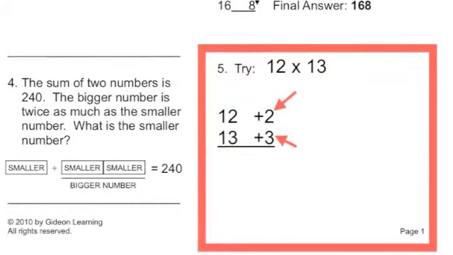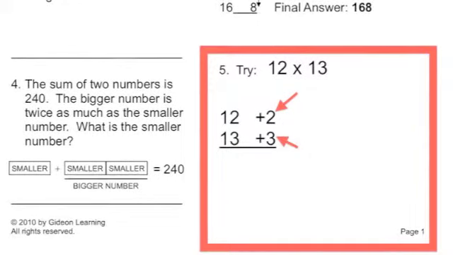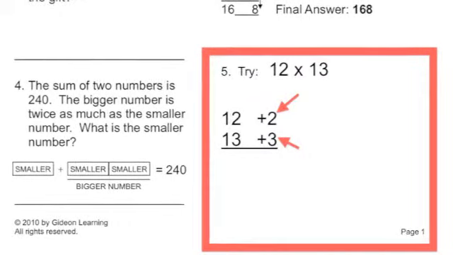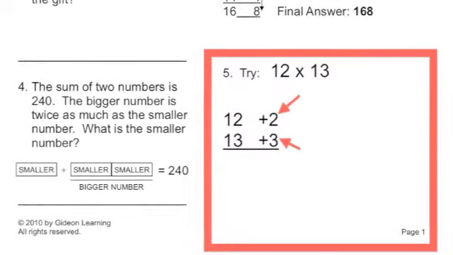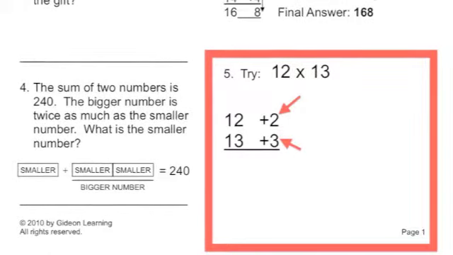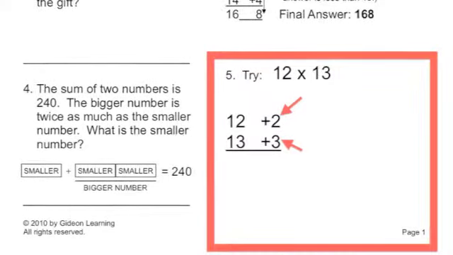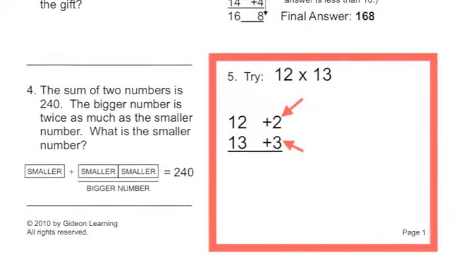So the first thing you have to do is set it up carefully. You put the 12 above the 13, and then 12 is 2 away from 10, so you put a positive 2 over to the right because it's 2 higher than 10. And then 13 is 3 away from 10, so you put a 3 to the right of the 13 underneath the 2, and it's a positive 3 because it's 3 above 10.